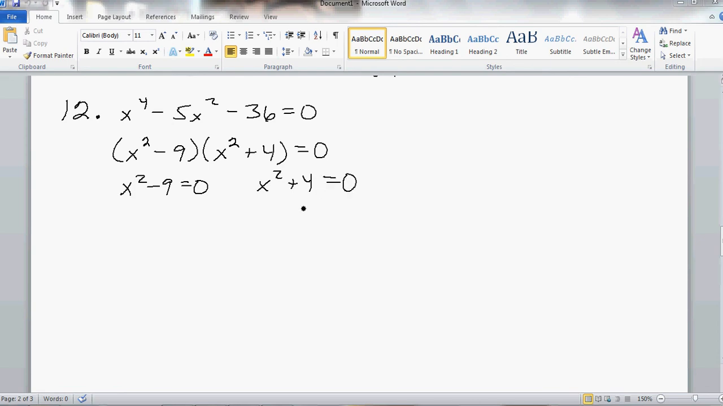Let's do the right one first. Subtract 4, x squared equals negative 4, and when we try to take the square root of both sides, we realize that will provide no solution. Add 9 here, and we get x squared equals 9. Take the square root of both sides, and x equals plus or minus the square root of 9, which is equal to plus or minus 3. And so the two solutions for this particular answer would be positive 3 and negative 3.